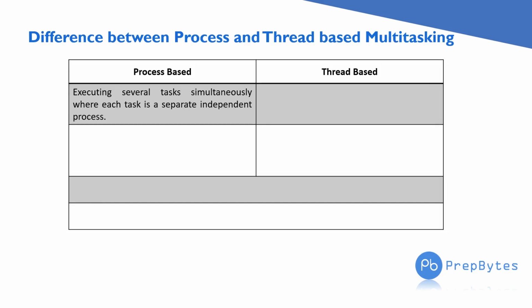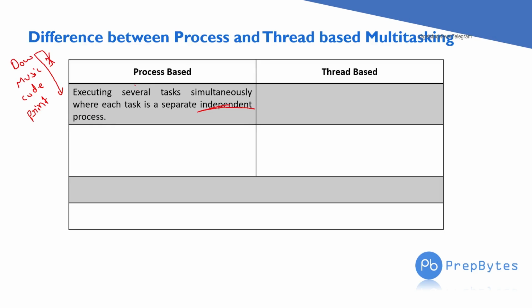Let's begin. Executing several tasks simultaneously where each task is a separate independent process is known as process-based multitasking. Let's see what this means. Here, as you can see, we will download some files, we will listen to music, we can write code, we can print. All these processes are actually independent of each other. They are not dependent upon each other. They are being performed simultaneously, but they are separate independent processes. So this is known as process-based multitasking.